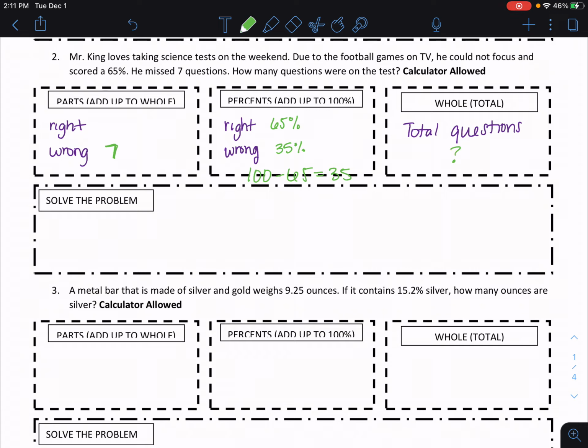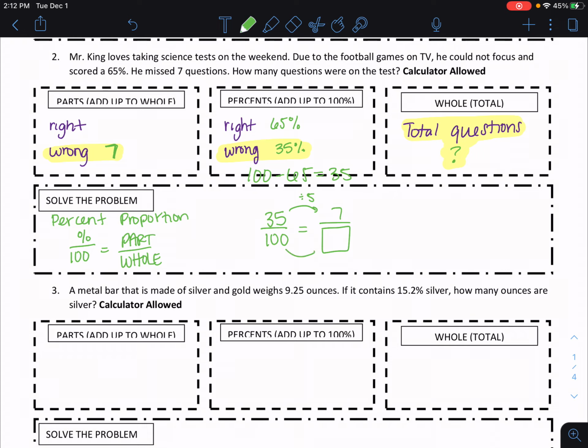Well, I'm looking for the total number of questions. So when I highlight, I'm going to highlight my question mark first, so I know that I'm looking for total questions. And then I'm going to look at my first 2 boxes. I need one thing from each box to be highlighted. And in order to highlight something, I have to have all the information that goes with that thing. Well, I have all the information that goes with the questions he got wrong. This is another one of your percent proportion problems because I'm looking for the whole. So I'm going to do percent over 100 equals part over whole. So 35 over 100 equals 7 over the number of questions on the test. To get from 35 to 7, I'm going to divide by 5. So when I divide by 5, I get 20 questions.